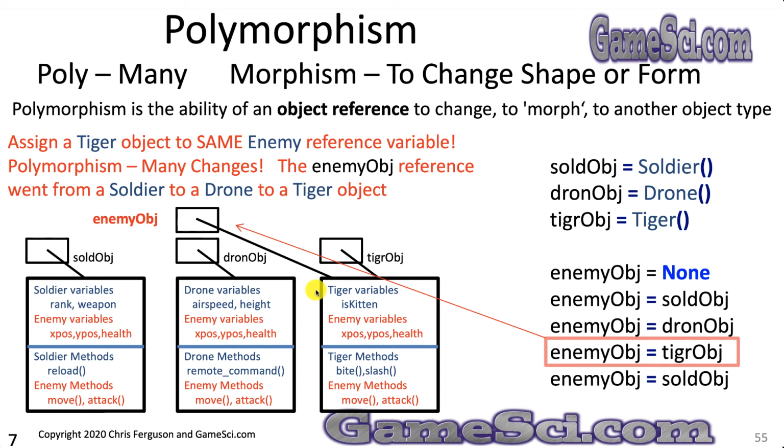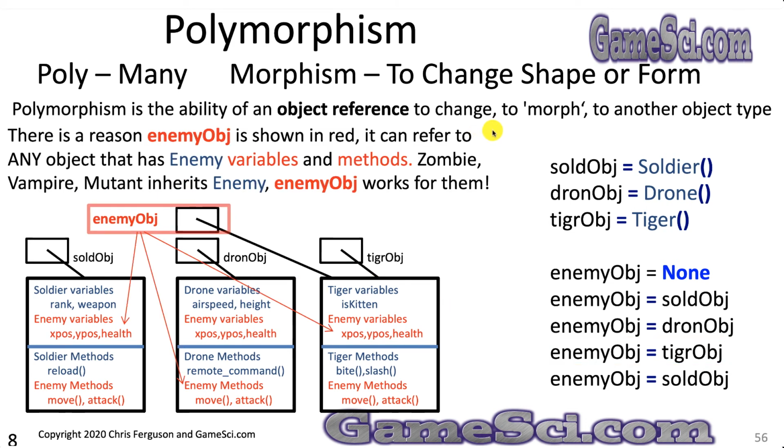That's polymorphism. There's a reason why I drew enemy object in red. It can refer to any object that has enemy variables and methods. If we had zombies, vampires, mutants that all inherited enemy, object would work for those too. I drew the variables and methods in red so you highlight them and see that all of these objects have this stuff in common. And there could be plenty of other objects that have this stuff in common. And any one of them could be assigned to this enemy object variable.